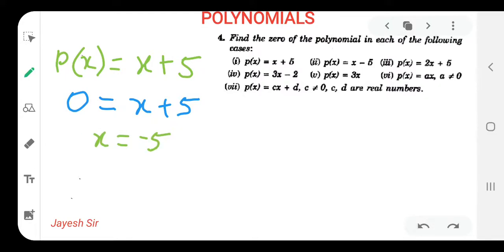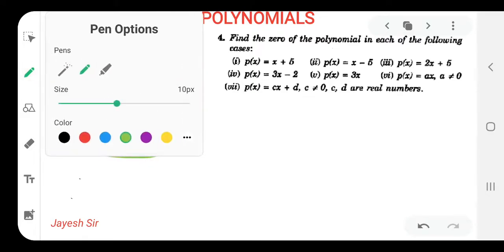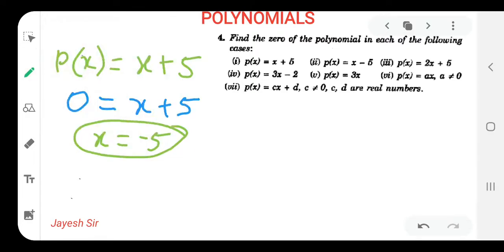I hope you all might have understood it properly. So after putting the value of x as minus 5, we'll get our answer as 0. So let's verify whether we have solved it correctly or not. After finding this, we are not supposed to verify, but for your convenience I am verifying over here. What was the equation? X plus 5. We have to put the value of x as minus 5: minus 5 plus 5, that means 0. So our answer is correct. I hope you all might have understood and cleared your concept over here.